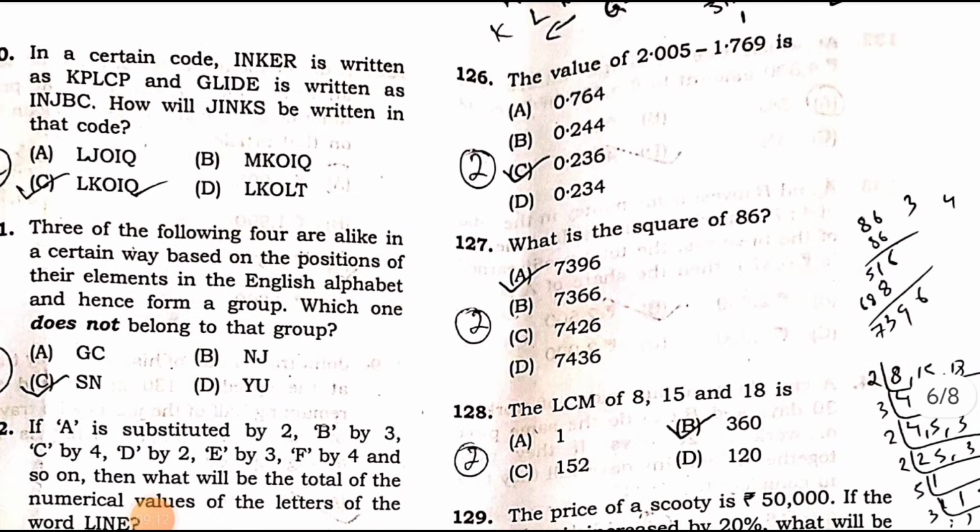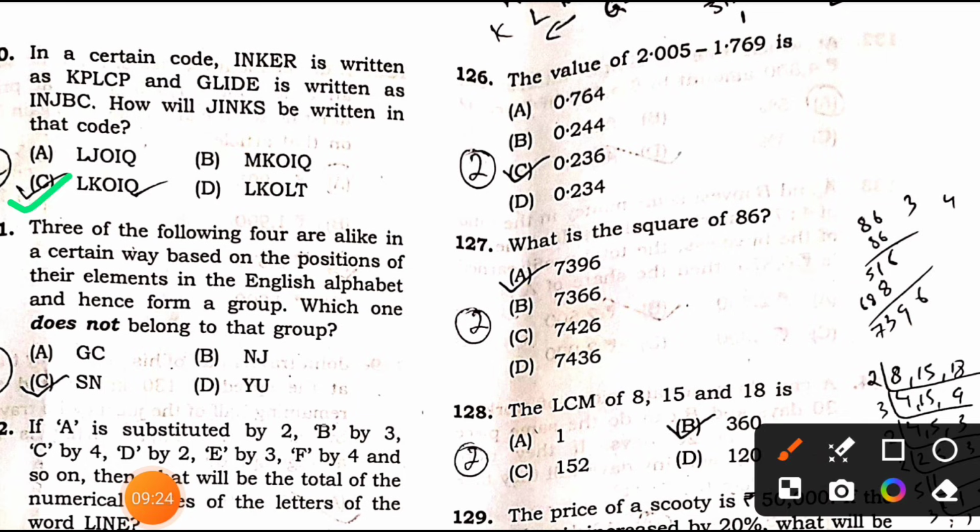In a certain code, Incur is written as KPLCP and Glad is written as INJBC. How will Jinx be written in that code? Correct answer is C. LKOIQ.